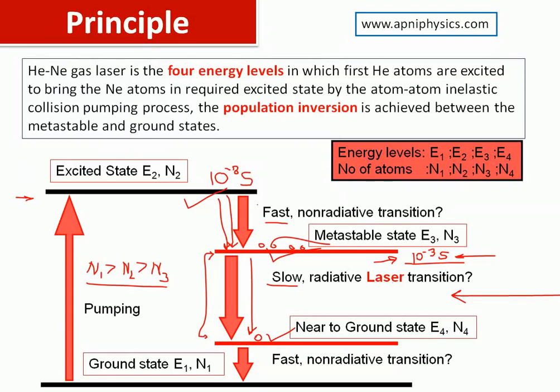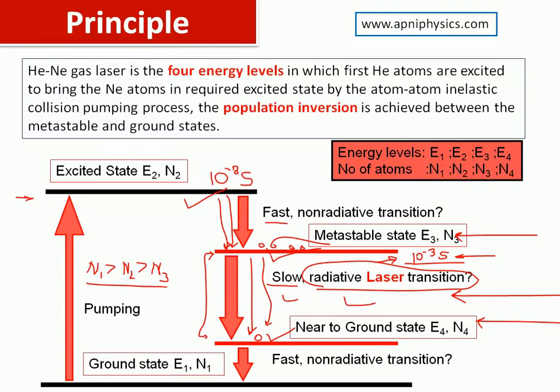So the energy levels corresponding to E3 and N3, and this one E4 and N4, are responsible for the laser light. You will get the radiative laser transition from these two energy levels where you have observed this population inversion here, right? So the transition will be slow. First thing, the transition will be a radiative transition.